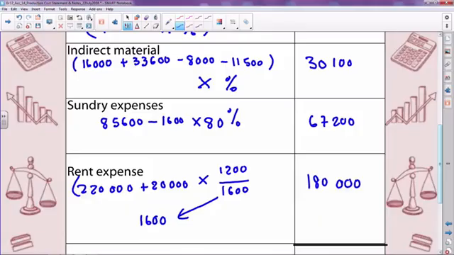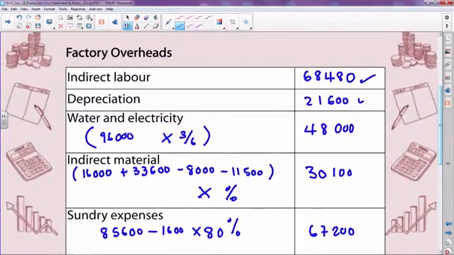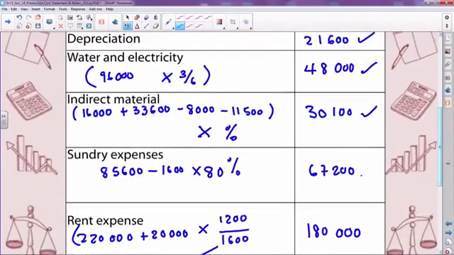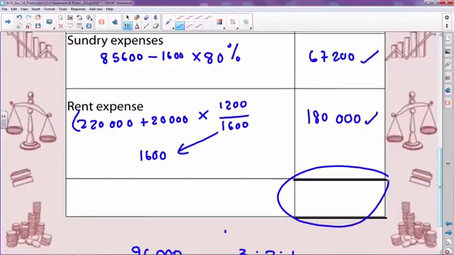Okay, guys, all that you have to do now is add up all your components, your indirect labor, plus your depreciation, plus your water and electricity, plus your indirect materials, plus your sundry expenses, and your rent expense, and that would then give you the total of your factory overheads. Now watch this, please, guys. This total of factory overheads, when you use it in your production cost statement, you will get a mark irrespective of whether this figure is correct. Obviously we want it to be correct, but perchance if you've made an error somewhere, this same figure that is used in the production cost statement would definitely carry a mark.